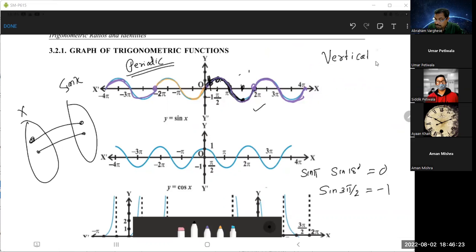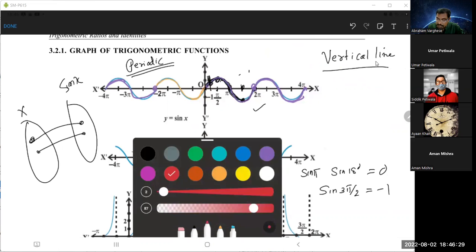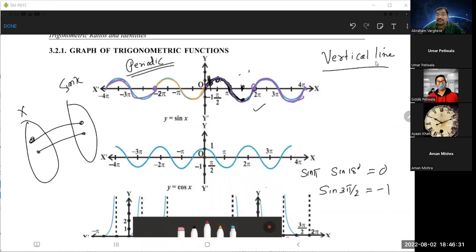So what is a vertical line test? You draw a vertical line on the graph, anywhere, and check how many points it meets on the graph. If I draw a vertical line like this, how many points does it meet? Only one point. Again, if I draw a vertical line, one point. So this is always a function.